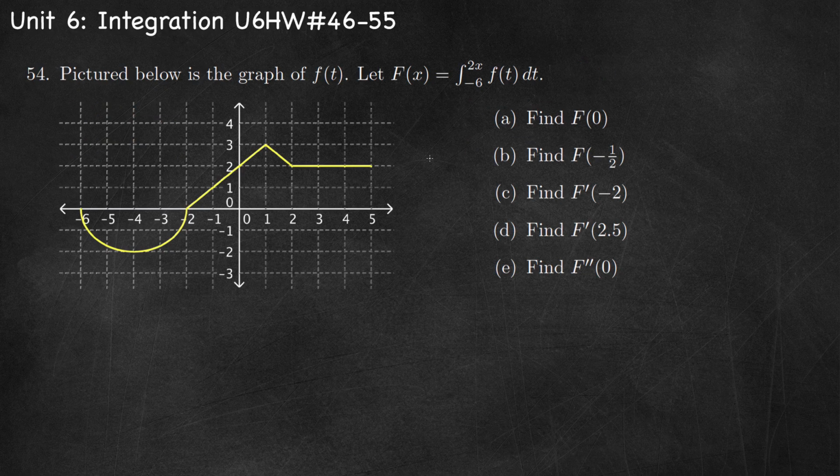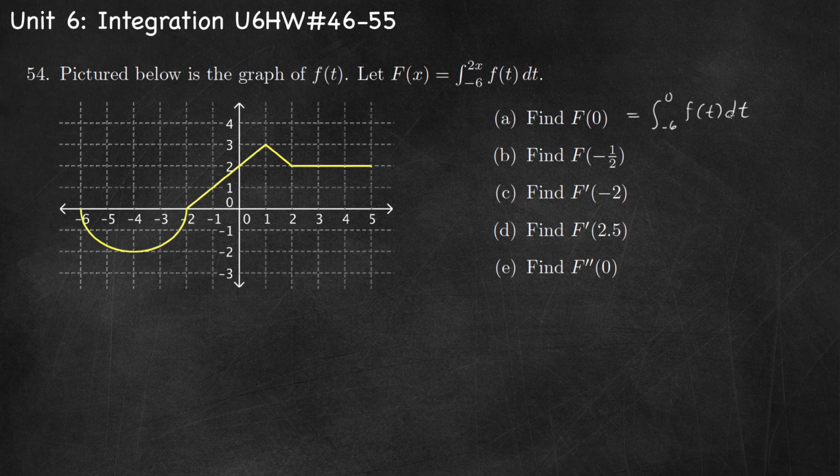Number 54, we have the graph of little f of t, and the integral of little f from negative 6 to 2x is given by big F of x. So in part A, we want to find big F of 0. So big F of 0 is going to be, we're just going to substitute 0 in for x in the equation for big F of x. So we get the integral from -6 to 2 times 0, or just 0, of f of t dt.